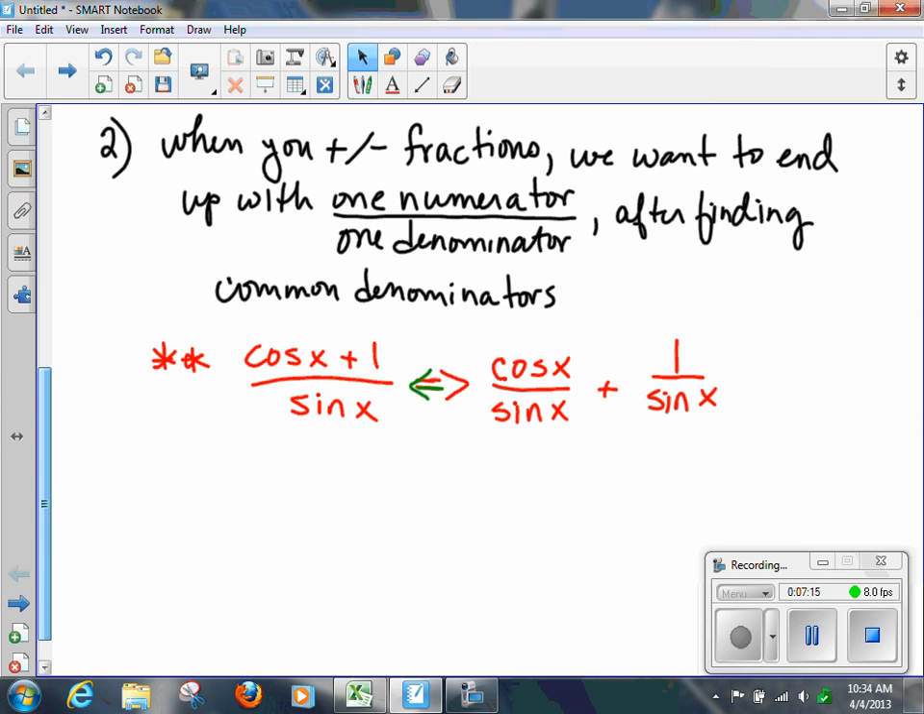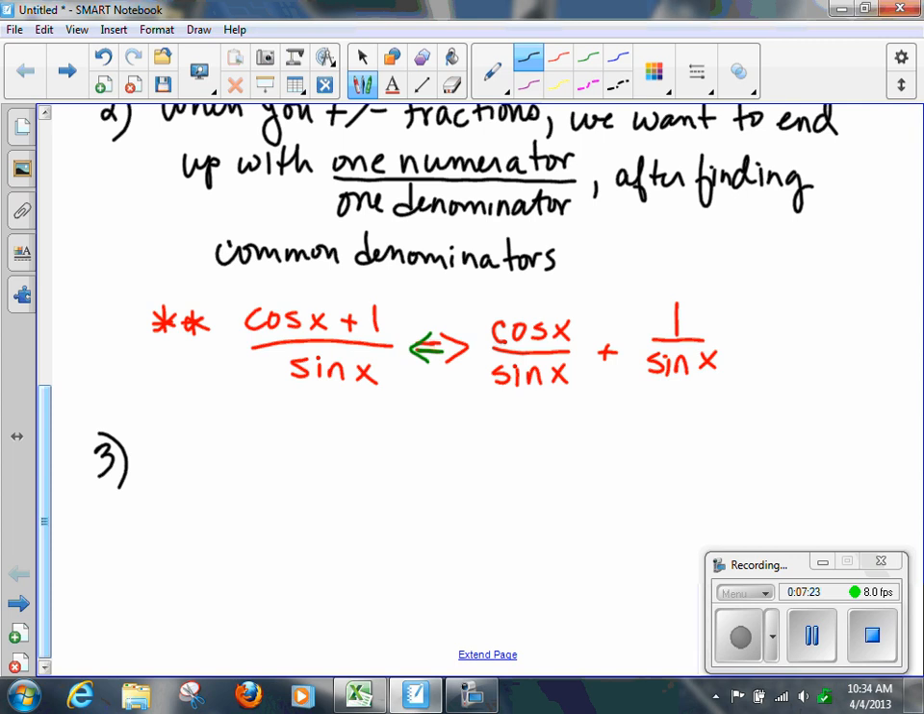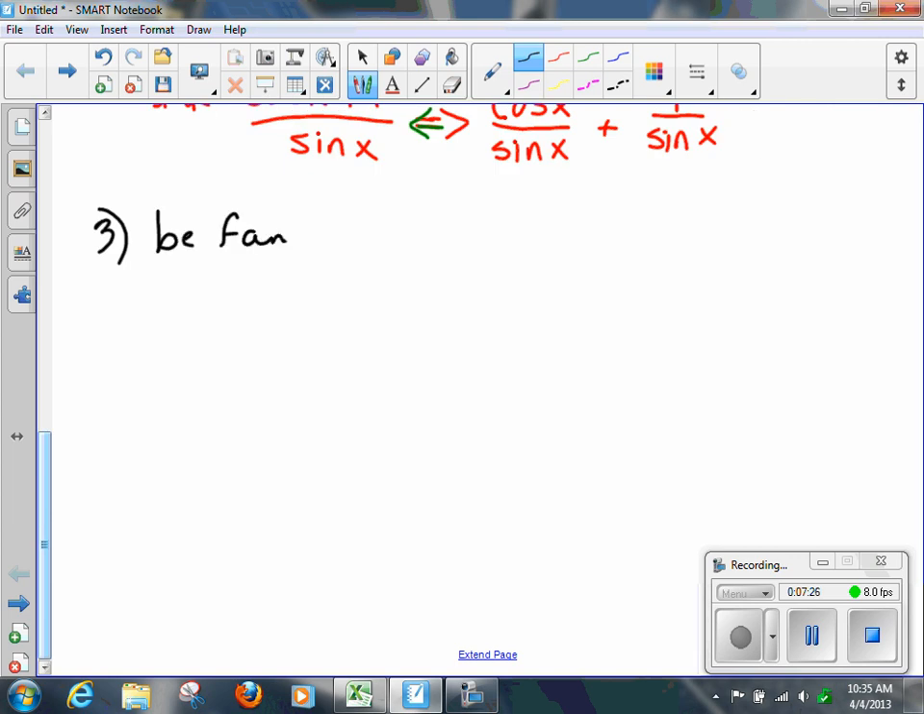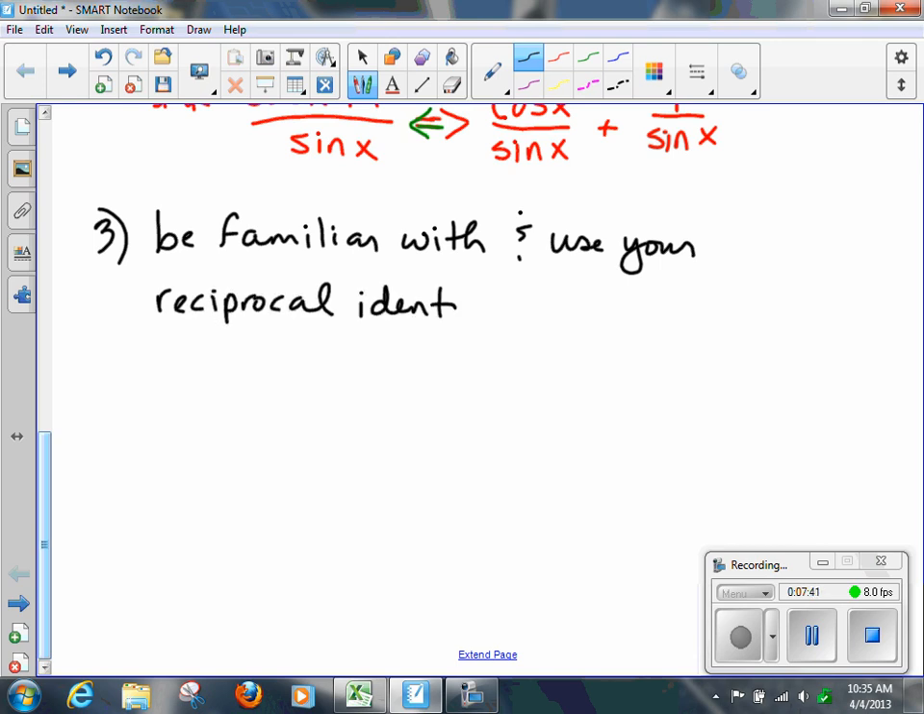Now, next, step 3. Folks, you got to be familiar with and use your reciprocal identities and your quotient identities. You got to know those, period. You got to use these when needed, okay?